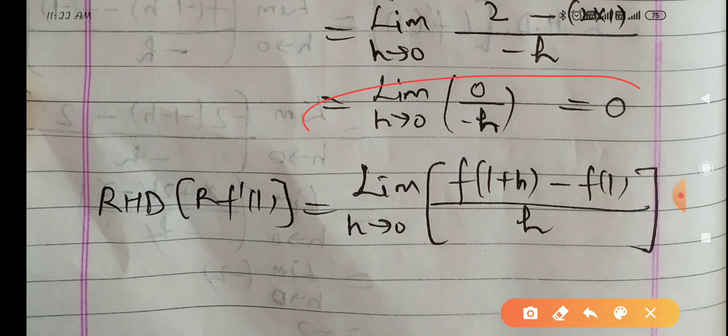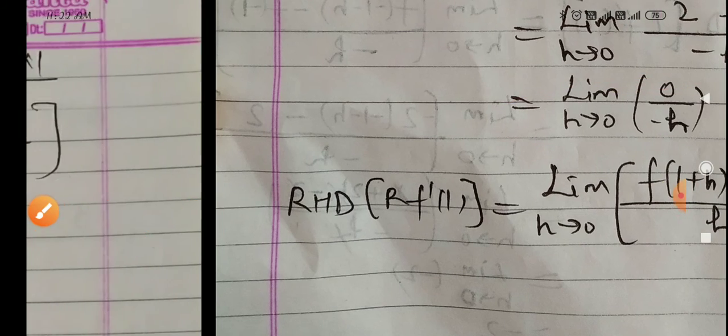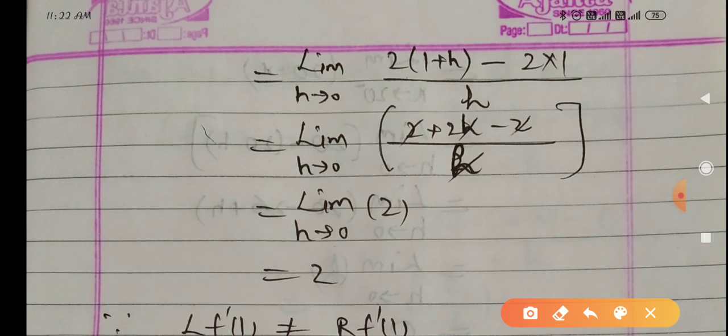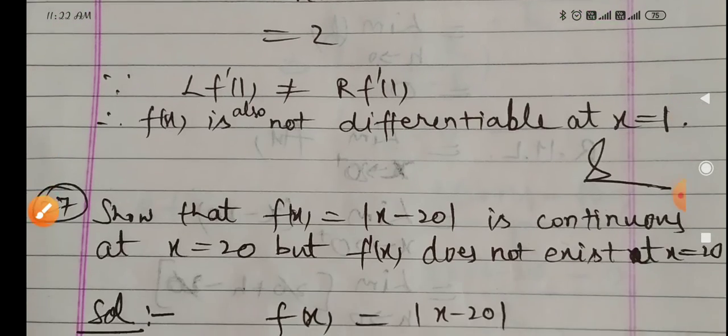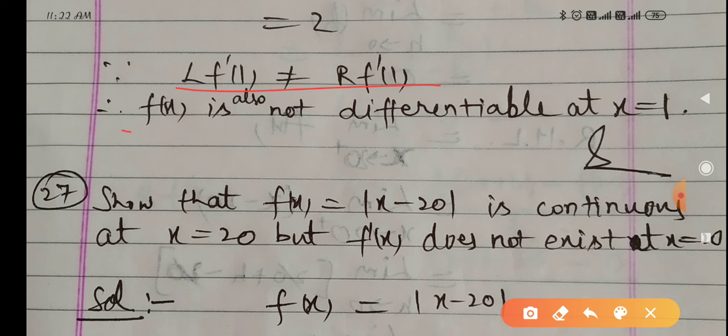LSD was 0, you can see, and RSD is coming 2, you can see. So LSD is not equal to RSD. So the function is also not differentiable at x equals 1.